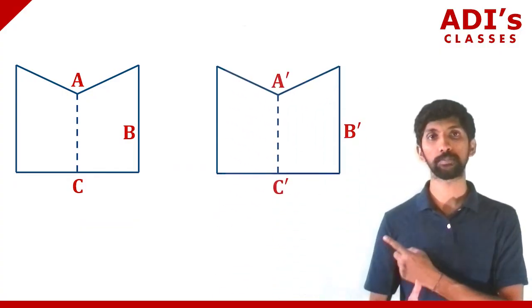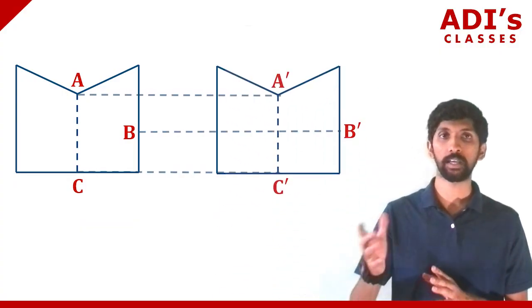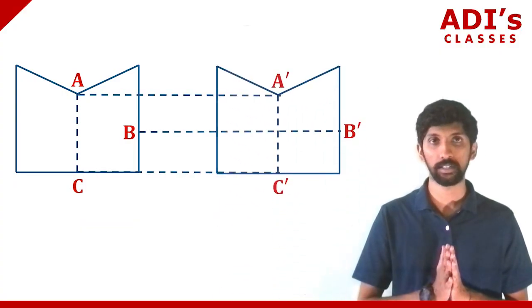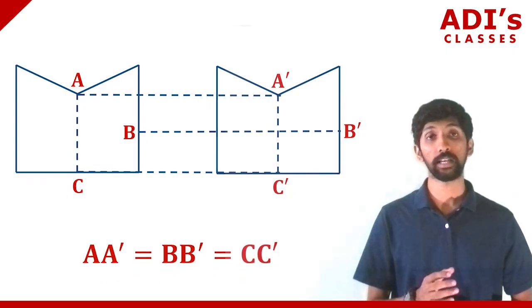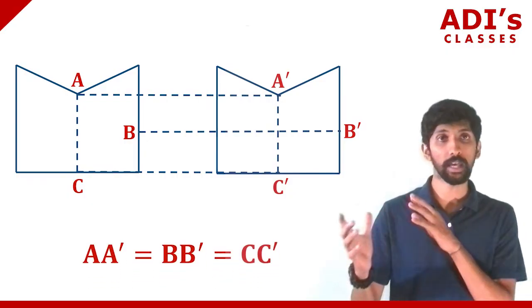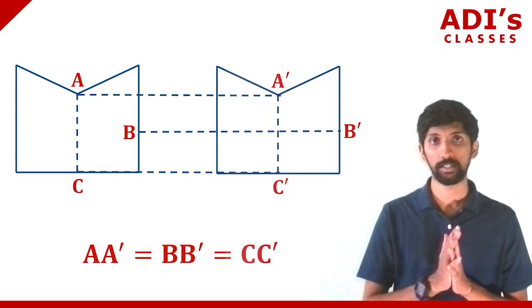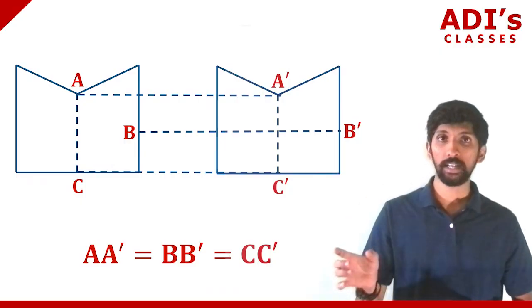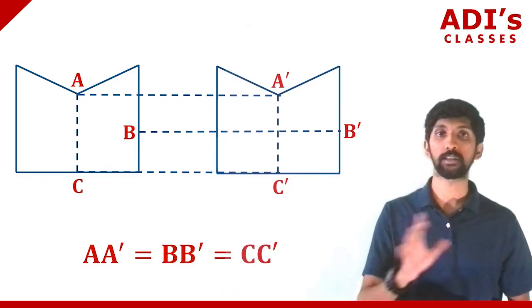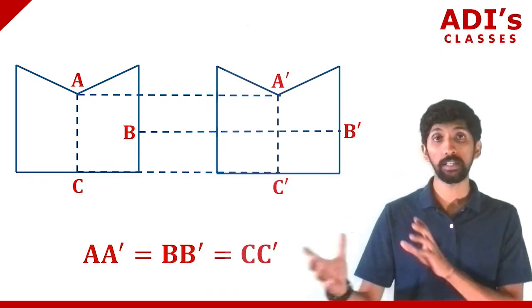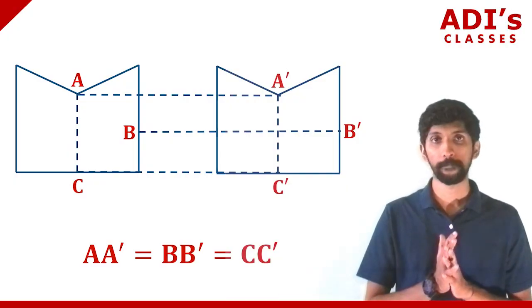Okay. Now consider this particular figure. See, we have A, B, C, A dash, B dash, C dash, correct? So here what's happening is we are moving A, B, C to A dash, B dash, C dash. So here A dash is equal to B dash is equal to C dash, correct? Meaning the whole body is moving, right?